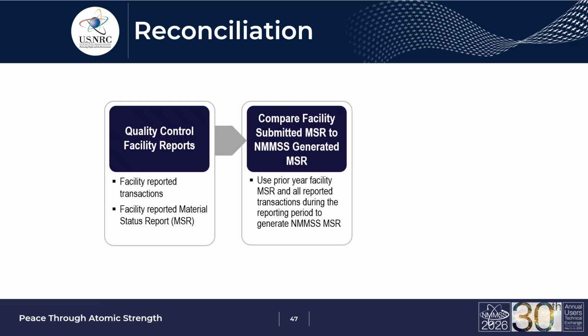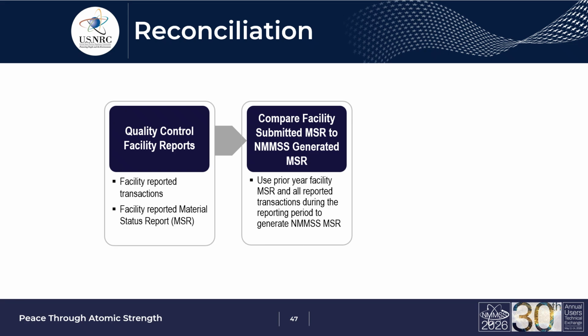NMMS compares that information with the prior year reconciled inventory to the changes that have been reported during the current year. Note that the prior inventory that was reconciled last year is reported, reconciled, and contained in NMMS and cannot be revised. The process of reconciliation is to compare the facility's submitted MSR data to the generated inventory and material balance that NMMS produces from the facility's reported 741s.